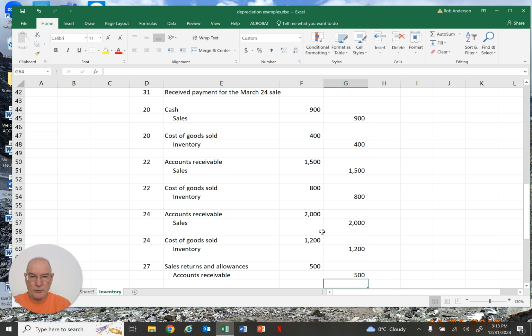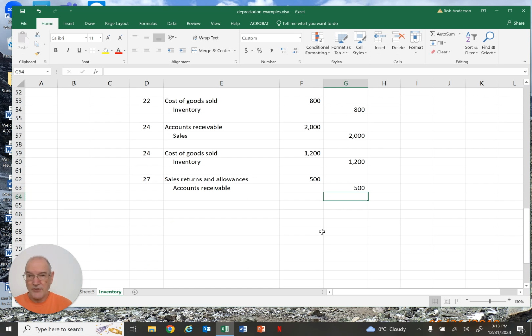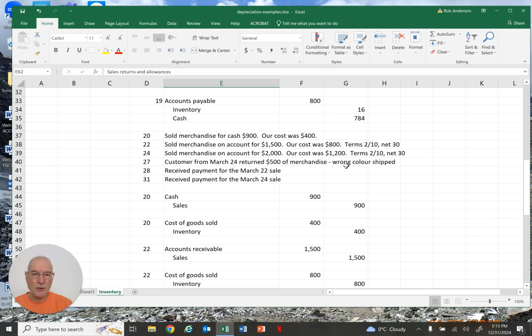So we've dealt with the return in terms of the accounts receivable, and we've recorded the sale return under the account sales returns and allowances. Now, just for your information, the allowances part of this name refers to a situation where they didn't return the merchandise, but there was something they didn't like about it, and you said to them, well, keep the merchandise and I'll give you like $100 off. So in this case, it was the wrong color. But let's say they didn't really mind the color.